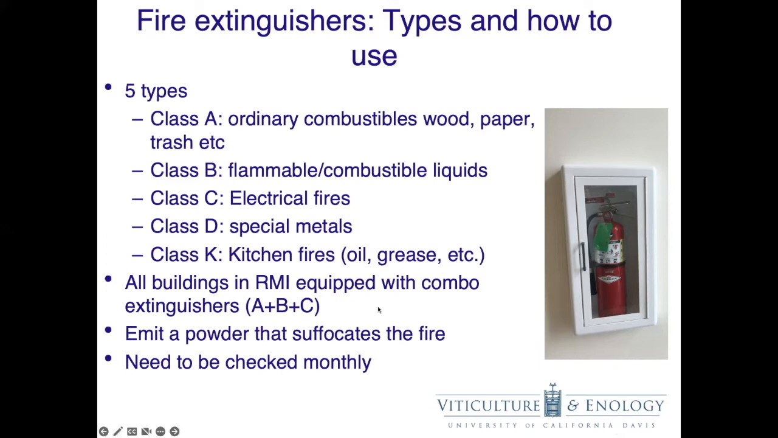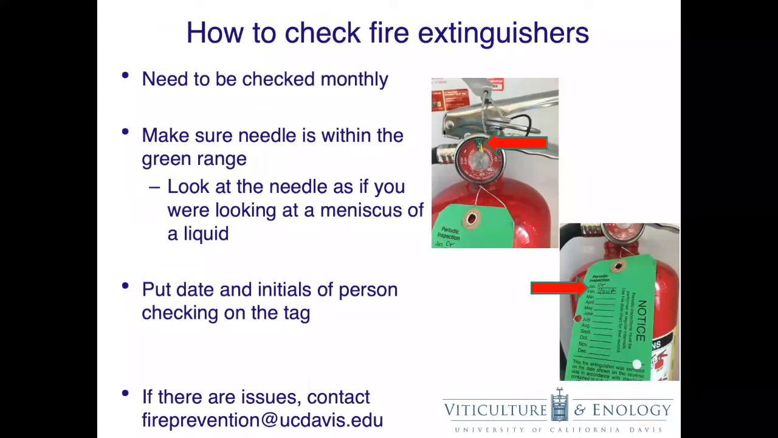All buildings in the RMI are equipped with combo fire extinguishers, which are a combination of Class A, B, and C. These emit a powder that suffocates the fire, and they need to be checked monthly. So how to check the fire extinguishers? Again, these need to be checked monthly. Make sure the needle is within the green range. Look at the needle as if you were looking at a meniscus of liquid. Once you have checked it, put the date and the initials of the person checking on the tag. If there are any issues, contact fire prevention at ucdavis.edu.